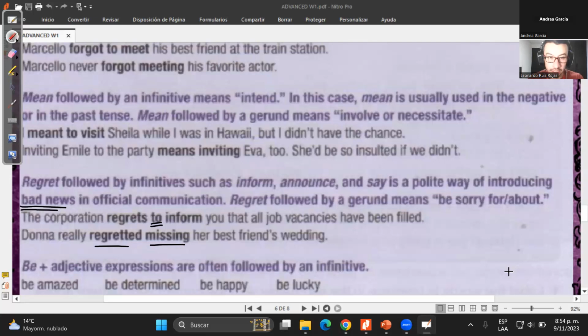Good. And in that example, Donna really regrets missing her best friend's wedding. It would be like Donna really regrets missing, losing her best friend's wedding. Here miss is to miss, to lose. Wedding, la boda de su mejor amiga. Exactly.